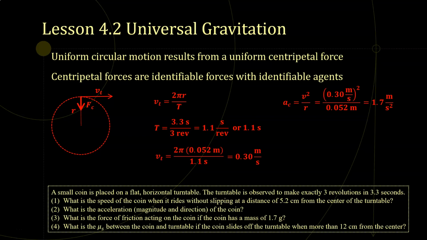Now what about part 3? What is the force of friction acting on the coin if it has a mass of 1.7 grams? Okay, I'm being asked force, but I'm being given a value in grams. I have to be careful with that because force is kilogram meters per second squared. So I need to change grams to kilograms. And once again, I'm not going to write that conversion out. You could do it if you wanted to just double check and make sure you're doing it correctly. I'm just going to do that one, though, in my head.